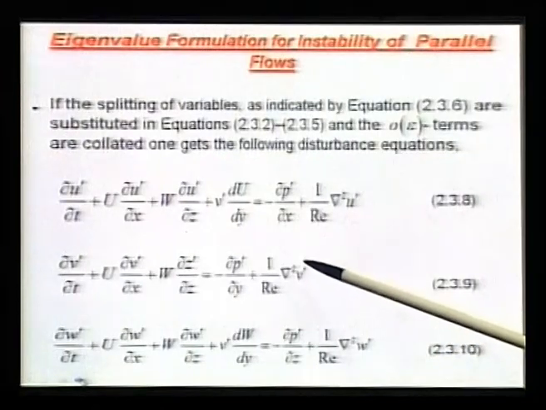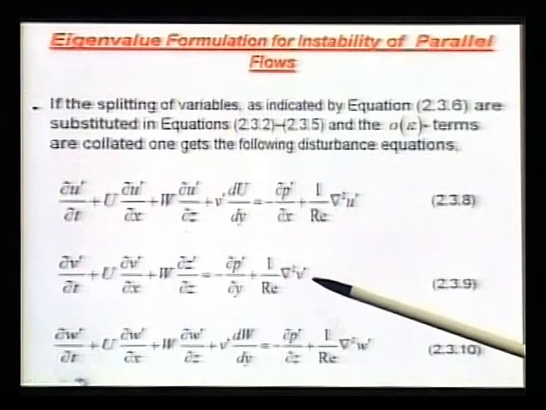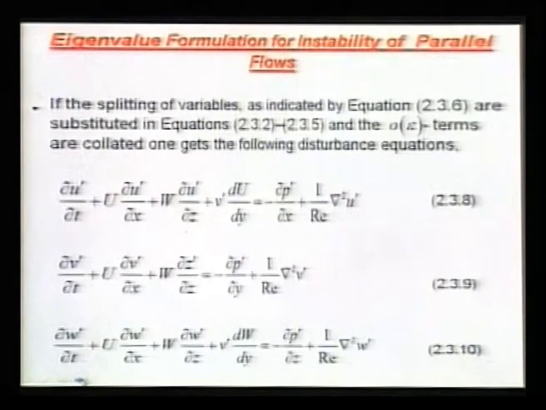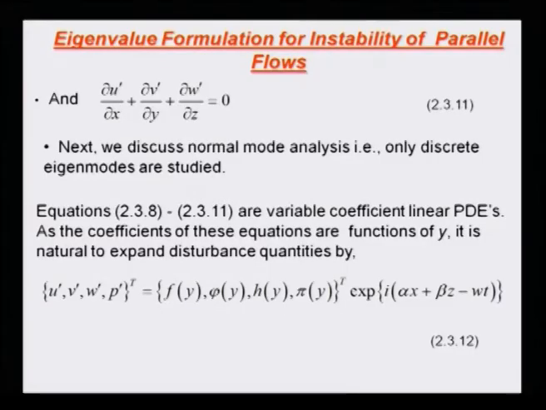The same way y momentum equation can be simplified to yield this differential equation for V prime, and the corresponding equation for the z momentum equation is written in the bottom. So, these are 3 equations. This has to be supplemented with the perturbation equation obtained from the equation of continuity. That is fairly straightforward. You can directly write it down.